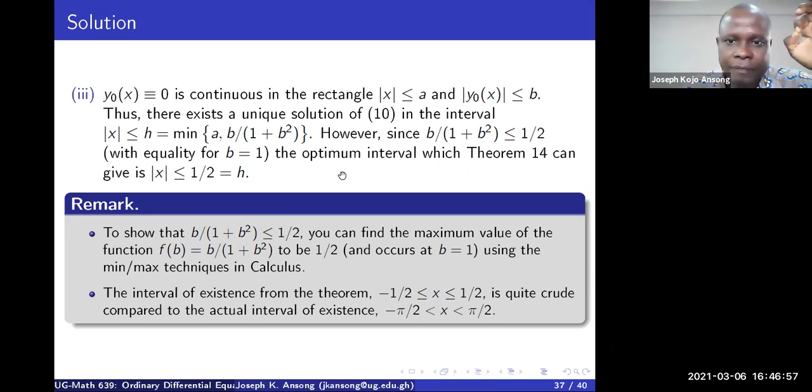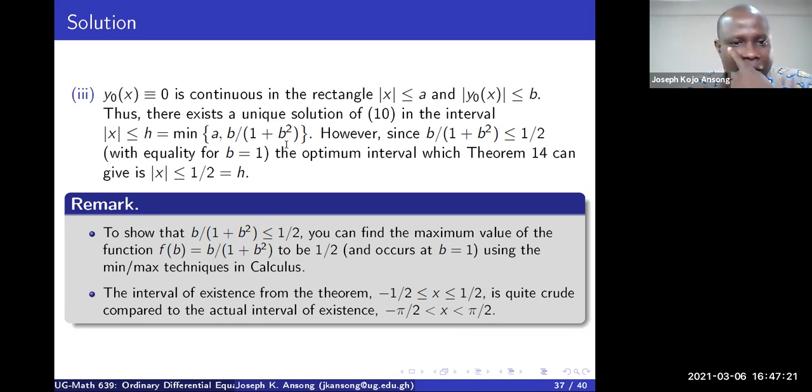However, we can show that this b over 1 plus b squared is actually less than or equal to 1 over 2, and the equality holds when b is equal to 1. So this guy here is like a half. The maximum this can be is a half.